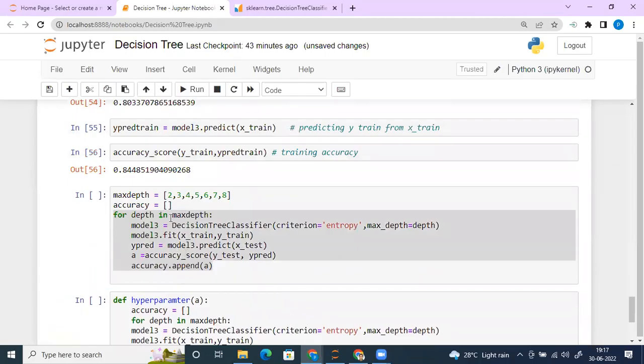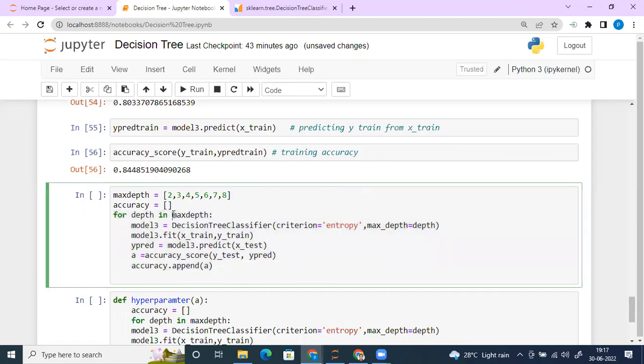How does the loop run? What is the for loop? A for loop runs when you know how many times you have to run it, a fixed number of times. That is when we go for the for loop, and we set that max depth here. So how many iterations will it have? 1, 2, 3, 4, 5, 6, 7. So it is going to work only on 7 iterations. Got it, Varun?